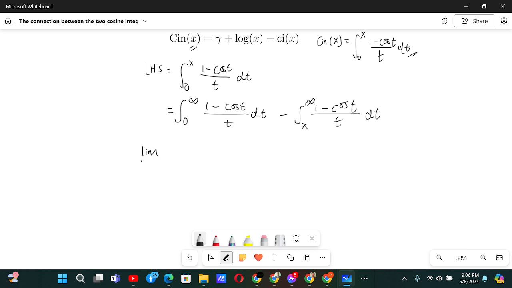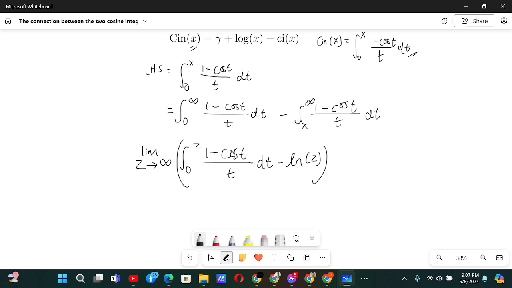Basically, if we have the limit as g tends to infinity of the integral from 0 to g of (1 minus cos t) by t dt, and then minus ln of g, this is just the Euler-Mascheroni constant, and we saw this in the previous video. Please note that I've just subtracted ln of infinity over here, and that I cannot really do.